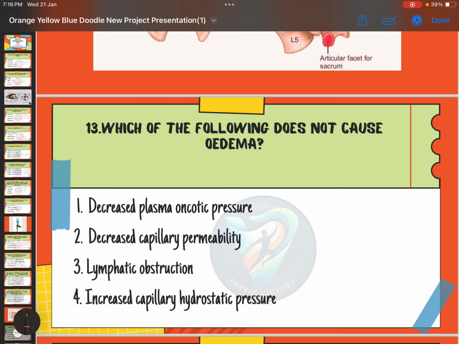Here, the correct answer is decreased capillary permeability, because edema occurs when capillary hydrostatic pressure increases, with lymphatic obstruction, and with decrease in plasma oncotic pressure, or when capillary permeability increases.